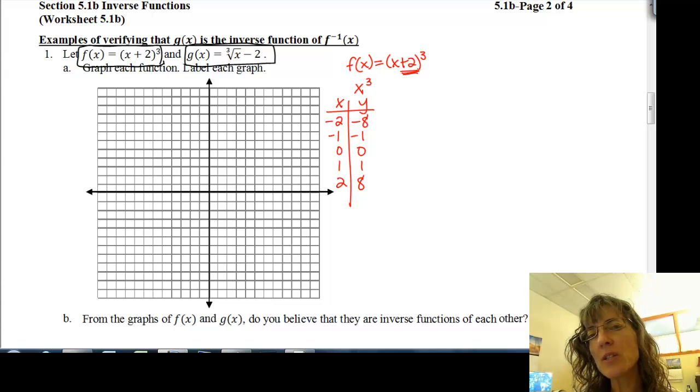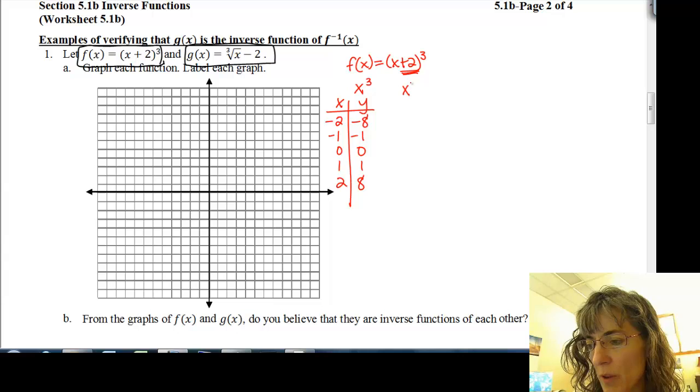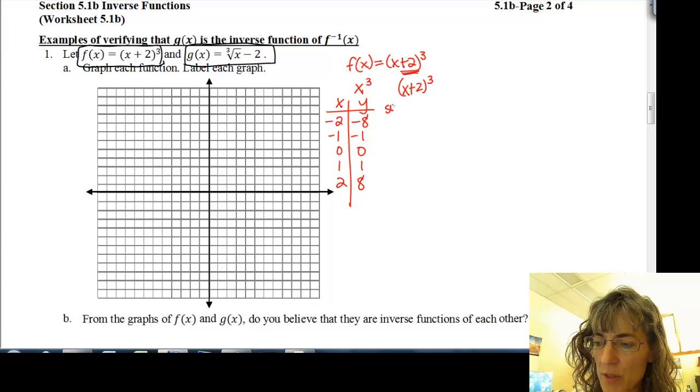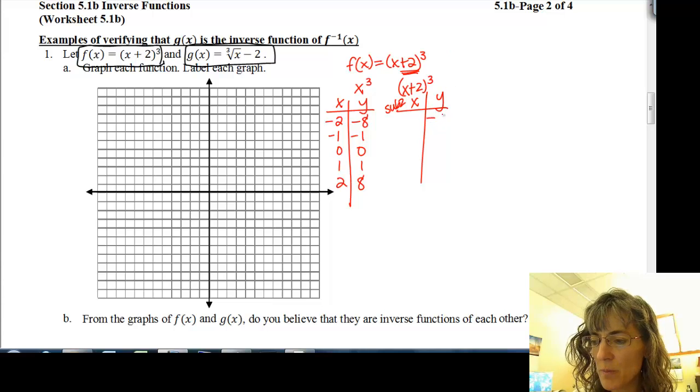So since it's +2, we have to do the opposite, remember. So we're going to move to the left 2, and that means we're going to subtract 2 from our x's. So for the x +2 quantity cubed, I have one transformation, and it's going to be subtract 2 from my x's. My y's are going to stay unchanged. So I can just go ahead and write out the y's like that, and then subtract 2 from my x's. So -2 - 2, -4, -1 - 2, -3, 0 - 2, -2, 1 - 2, -1, and 2 - 2, 0.